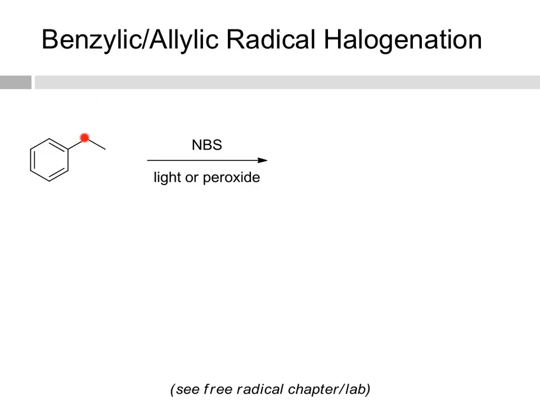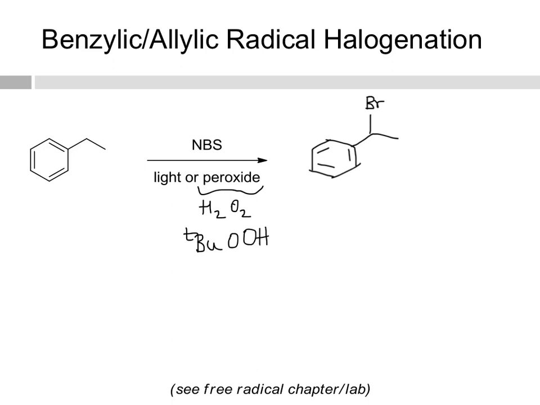We can also halogenate at the benzylic position using NBS in the presence of light or peroxide like hydrogen peroxide. In this case, as long as we have a carbon-hydrogen benzylic bond, we can put in a bromine using NBS. Remember, some of the common peroxides that you can use are hydrogen peroxide, tert-butyl hydroperoxide, and so on. This will also work for allylic positions. So if you have an allyl group, you can use NBS and let's say hydrogen peroxide and get allylic bromination.